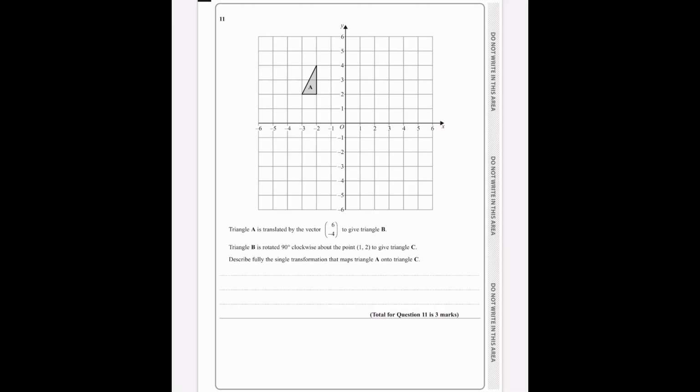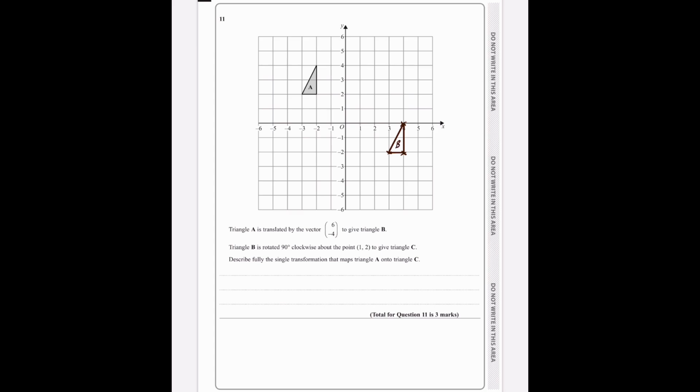Alright, for triangle A, to translate it by the vector 6, negative 4, that means moving it 6 places to the right and 4 places down. You can do it point by point if you like. So vertex by vertex, join those up and we get our new shape B.